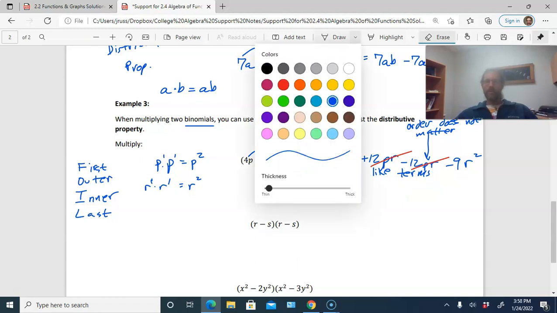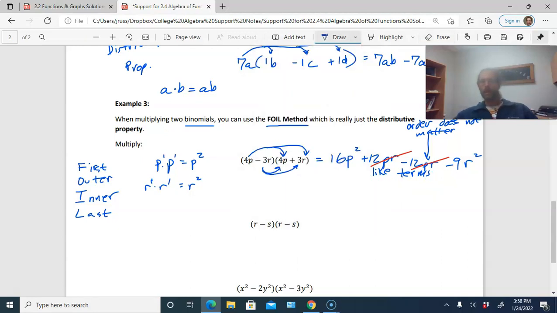Okay, so they are like terms. When we go to combine them, they turn into 0. And so that means all we have left is going to be the first term and the last term. So you're just going to bring those down. So 16p squared and then the minus 9r squared. And that's our result. So we multiply those two binomials in parentheses, and we actually get another binomial right here.